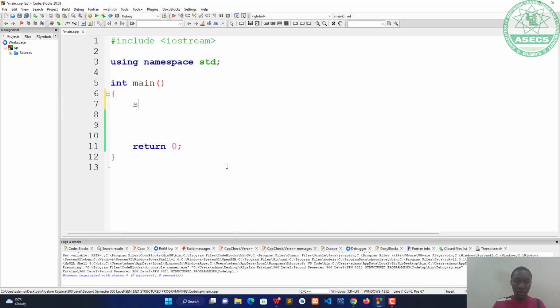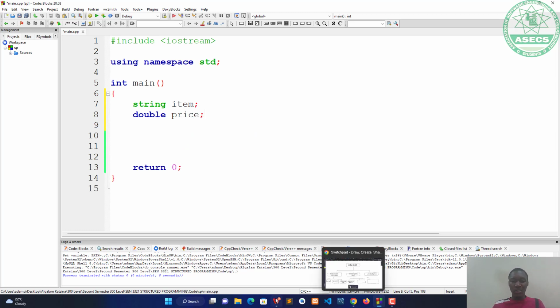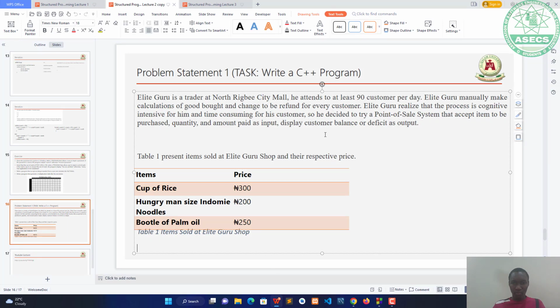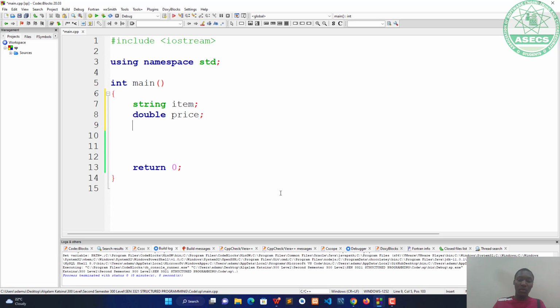So, string item to be purchased, then double what? Price. Say int quantity. Alright, there is also what we will add, the amount to be paid, what the user will pay, which is what? Double user amount, what the user enters to pay.